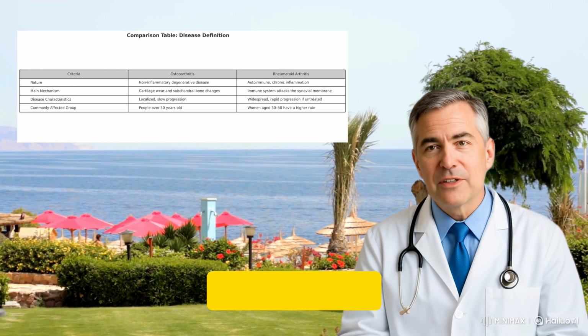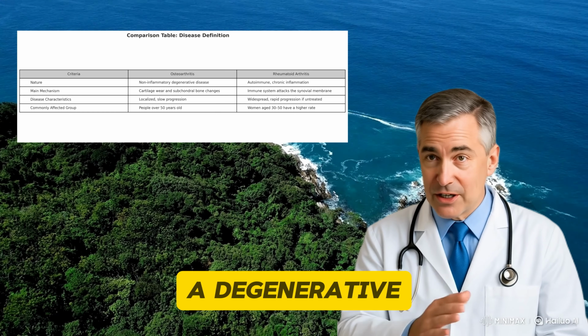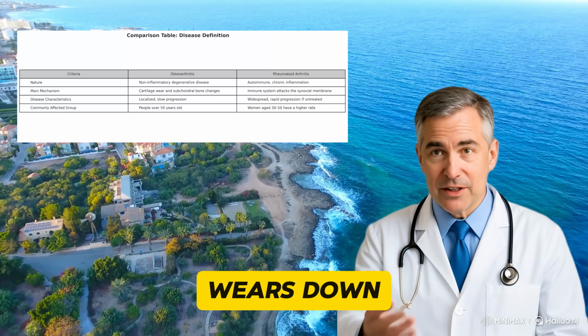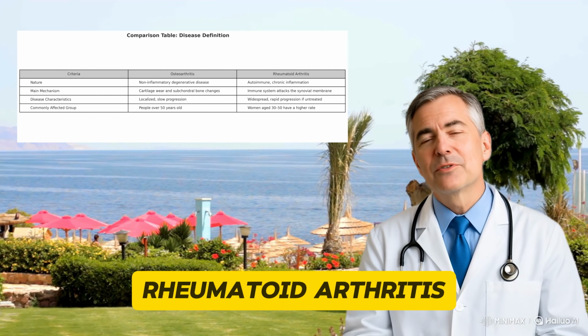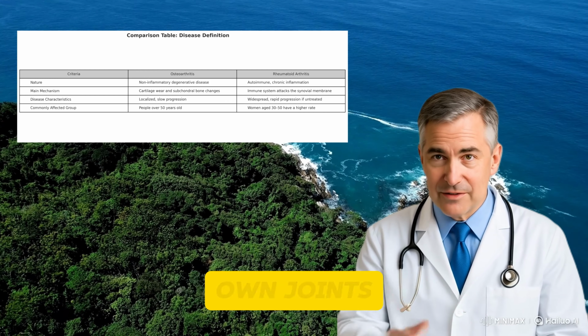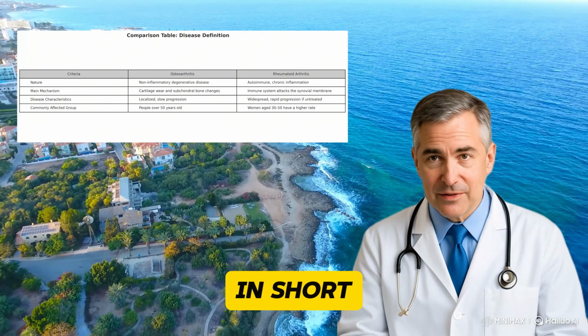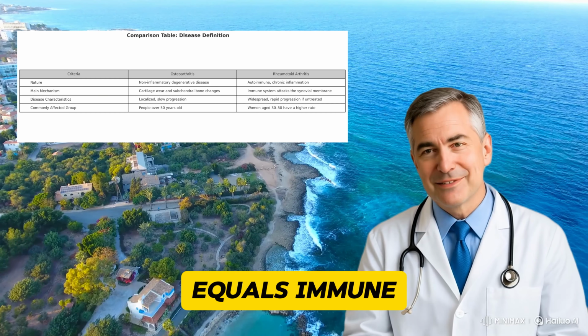Medical definitions. Let's start with what these two conditions actually are. Osteoarthritis is a degenerative joint disease. It happens when cartilage, the cushion between bones, wears down over time due to age, joint stress, or injuries. Rheumatoid arthritis is an autoimmune disease. The immune system mistakenly attacks your own joints, causing inflammation, swelling, and joint damage. In short, osteoarthritis equals wear and tear. Rheumatoid arthritis equals immune system attack.